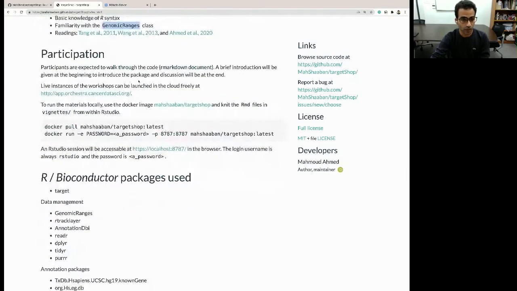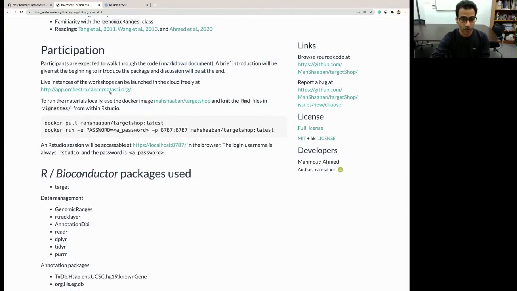So if you would like, you can participate in the workshop by following through the code in an R Markdown document. And in addition, I'll be giving a brief introduction at the beginning. And I'm really excited to have a discussion with you later at the end. So to do that, you can click on this link and search for the name of the workshop. And you will start an RStudio Server instance on the cloud that you can follow through the code with me. Alternatively, you can do this locally by pulling down this Docker image and running the instance on your local machine.